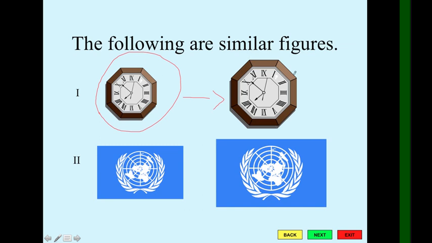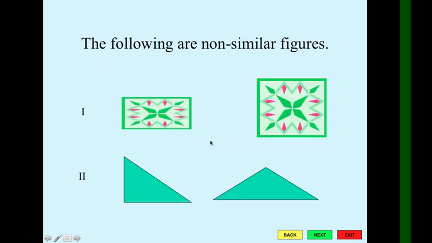This is what we call an octagon. And then we still have another example of similar figures, where this one is a flag, or a rectangle, and then another big rectangle with the same shape, which is actually a rectangle. So these are examples of similar figures.